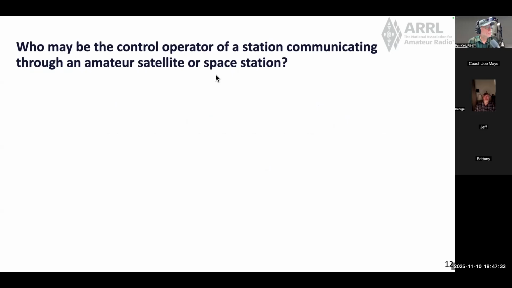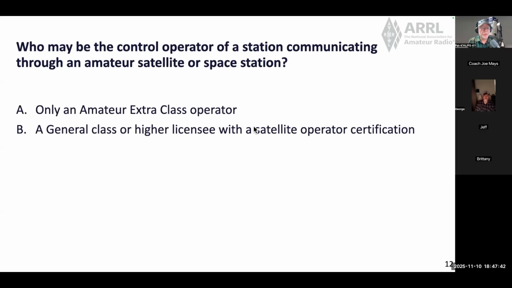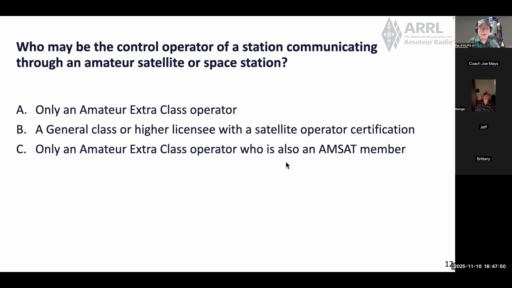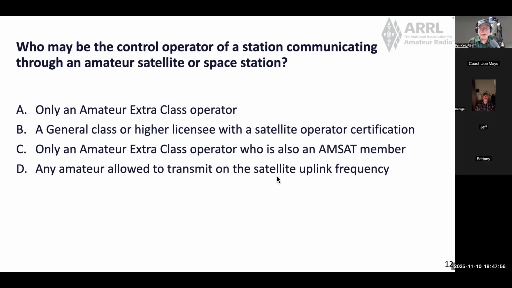Who may be the control operator of a station communicating through an amateur satellite or a space station? Only an amateur extra class operator, a general class or higher licensee with a satellite operator certification, only an amateur extra class operator who is also an AMSAT member, or any amateur allowed to transmit on the satellite uplink frequency. We actually talked about this last week, I believe. And the answer is going to be D, any amateur that can transmit on the satellite uplink frequency.